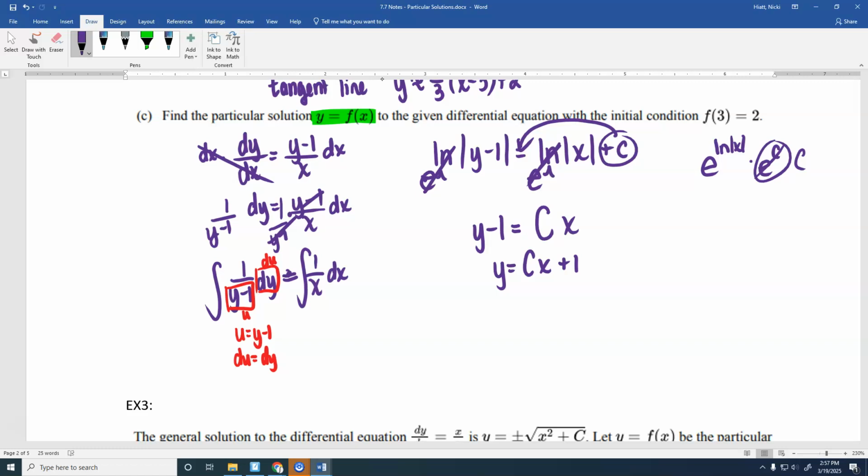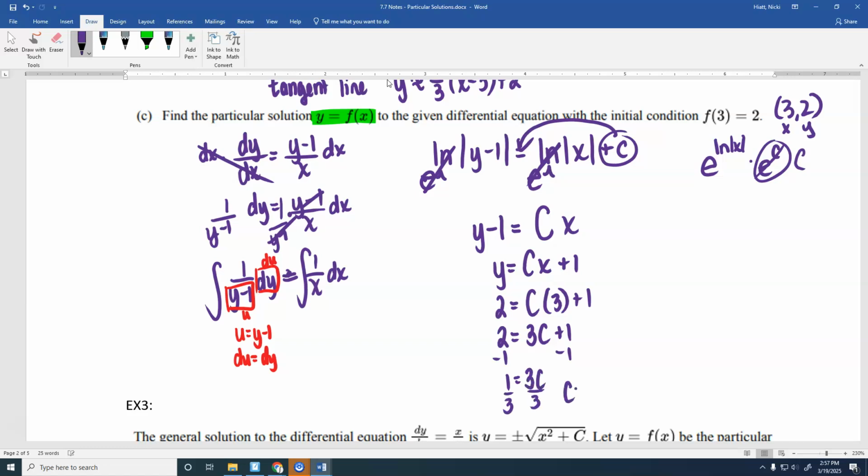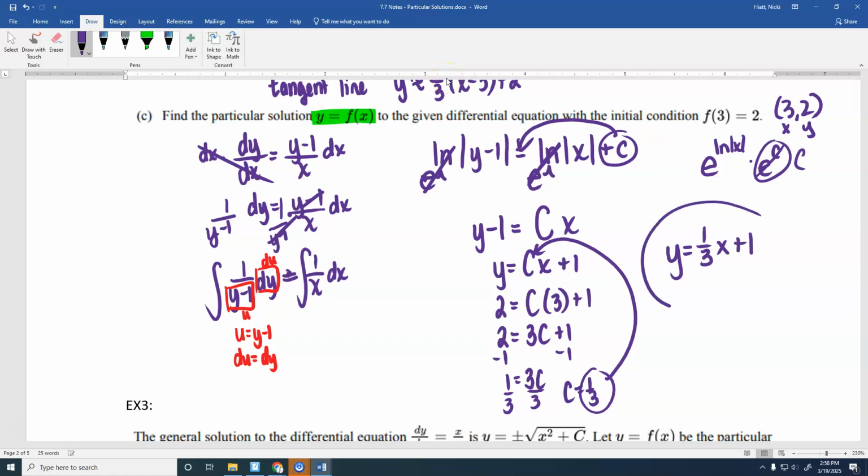So we already have this one solved for y. We now just need to plug in that 3 and that 2 to find our c value. So this is our point 3, 2. This is our x coordinate. This is our y coordinate. So we've got 2 equals c times 3 plus 1. So 2 equals 3c plus 1. I'll subtract 1 and get 1 equals 3c. Divide by 3, and c equals 1/3. So that gets plugged back in up here. Y equals 1/3 x plus 1.